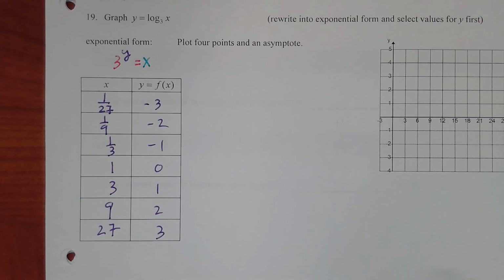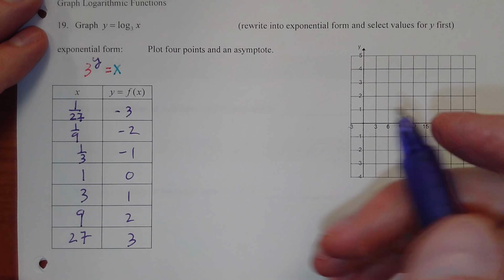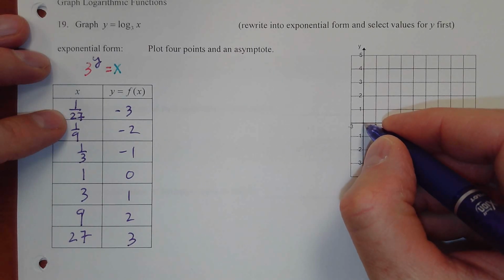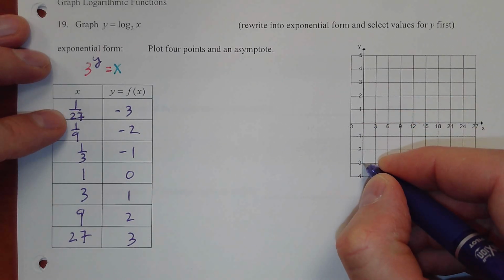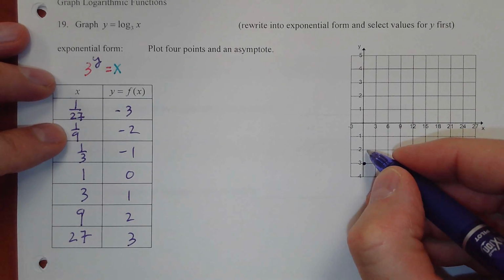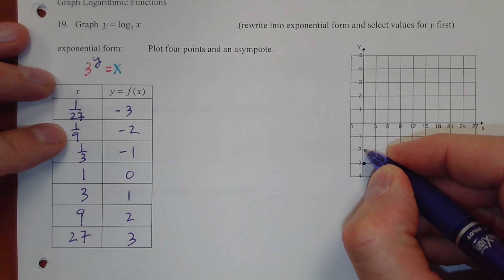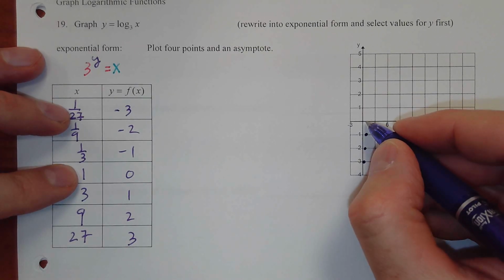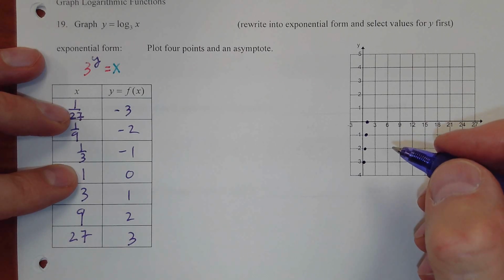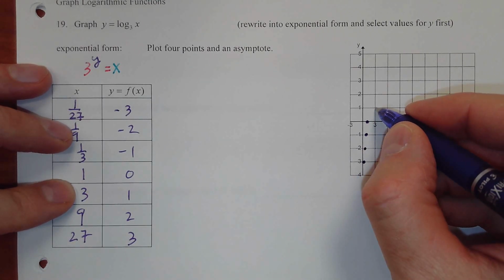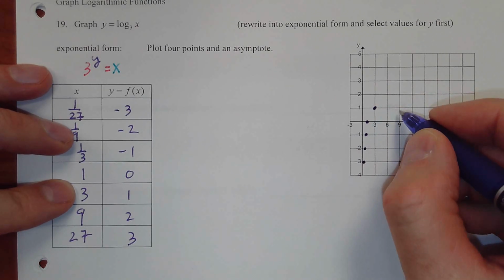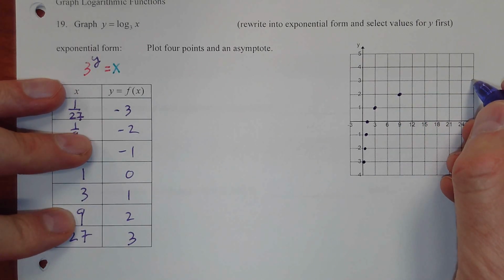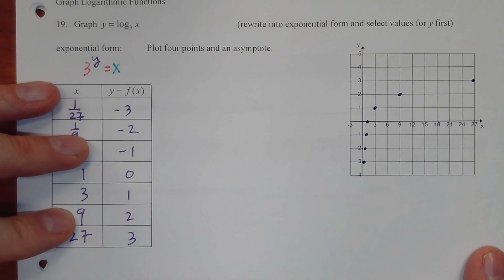So let's plot these points. It's now x comma y. So x is extremely small, y is negative 3. So that's like way down here. Still very small, so that's maybe about here. Still really small, that's about here. Still small, about here. 3 comma 1. 9 comma 2. 27 comma 3. Okay.